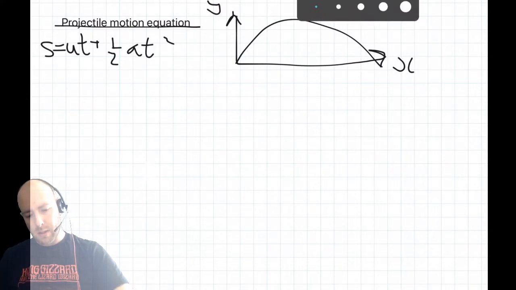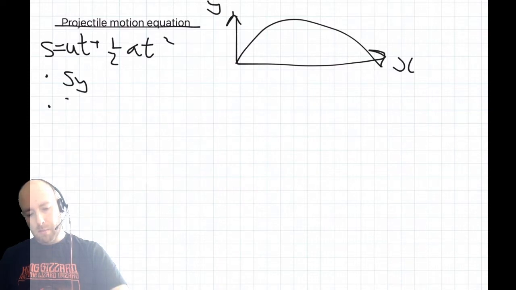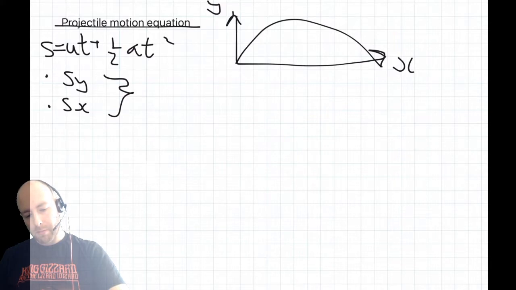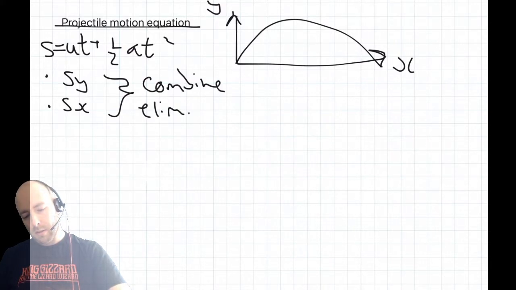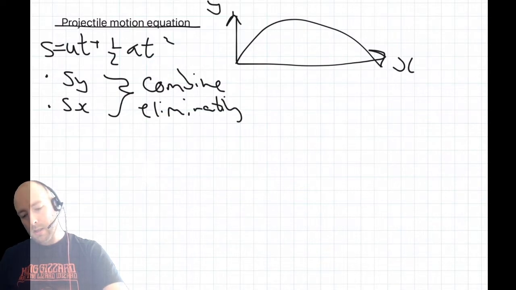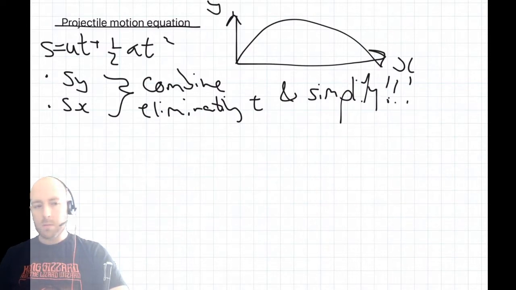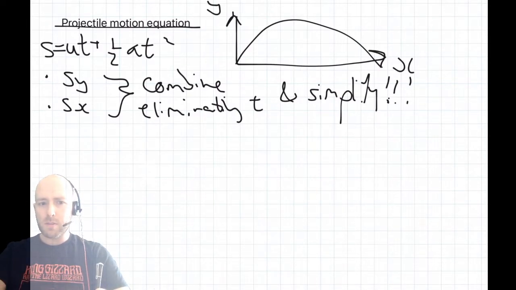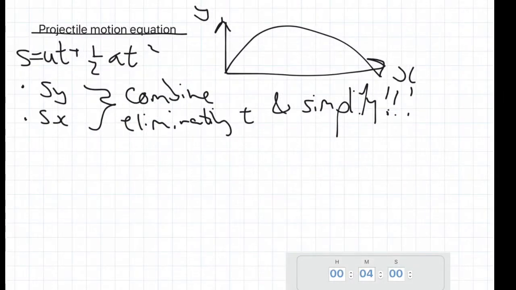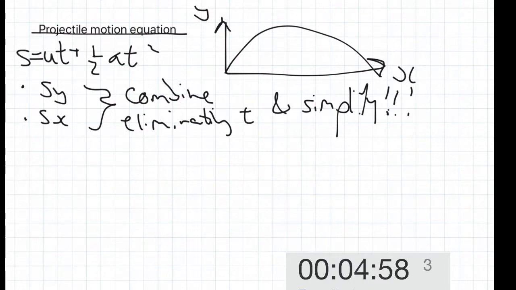So find sy, sx, combine eliminating t, and simplify. So this one's a bit harder. I'll give you 5 whole minutes for this one. So there's the timer. Give it a go. Type your answer when you think you've got it.